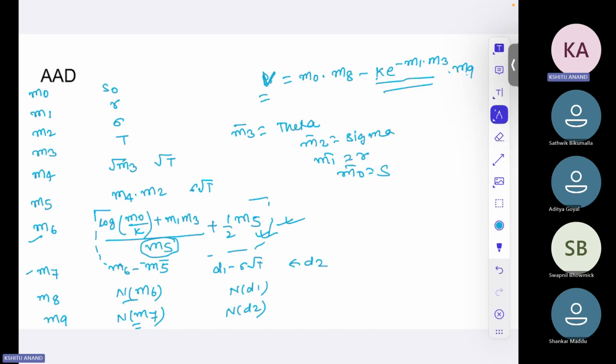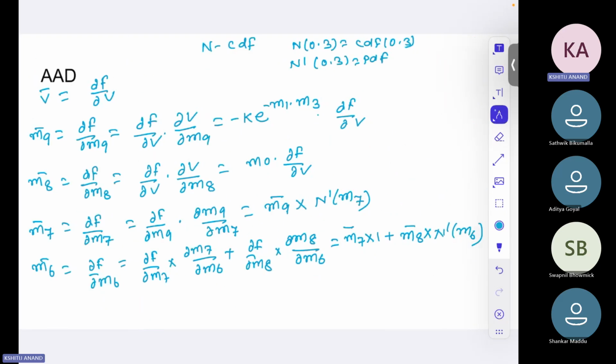Yeah. So you will find in one iteration all these values. Now, you will write the code for adjoint. First, you will be starting with V bar, which will be 1, right? DF by DP will be 1 because you will be assuming F is V only. Here, M9 bar will be minus K into e to the power minus M1 into M3 into 1 only.